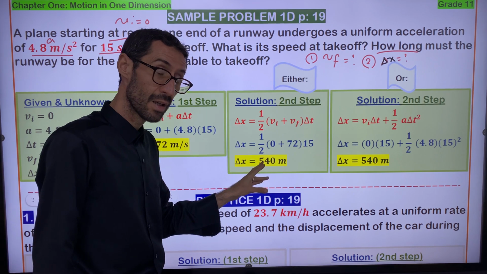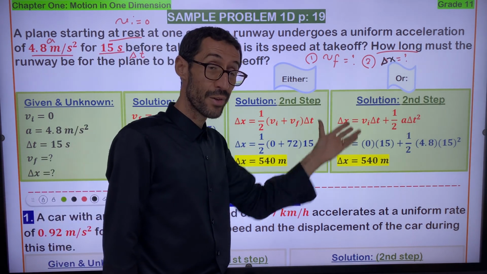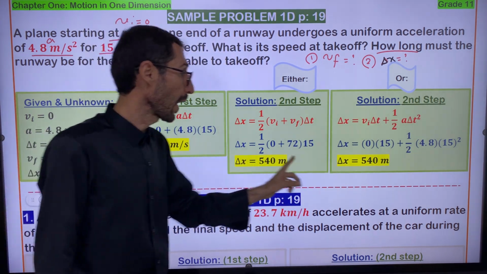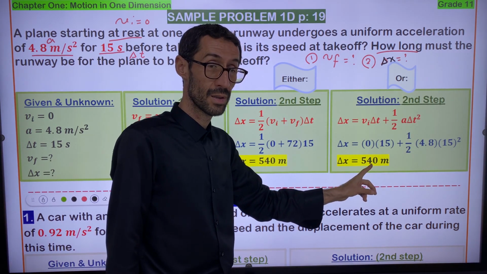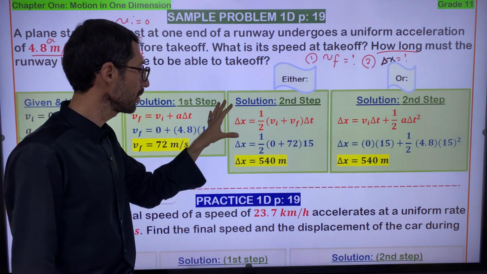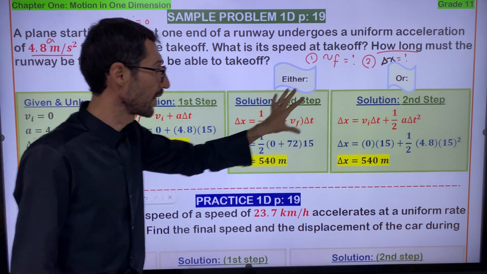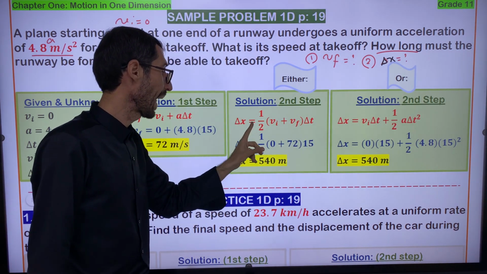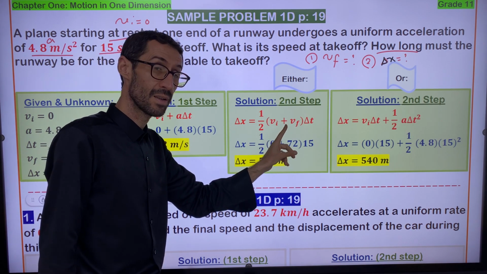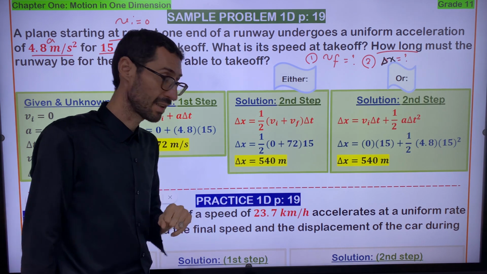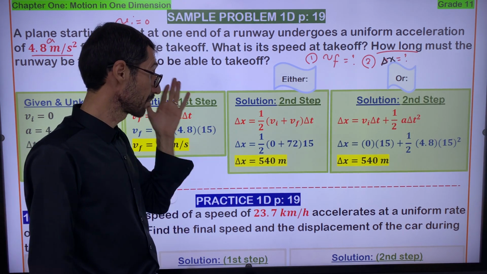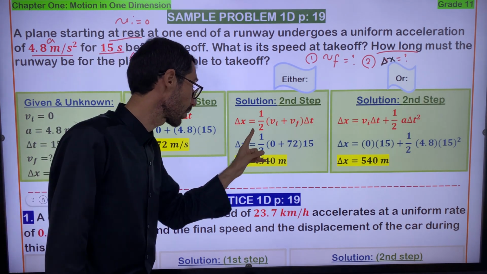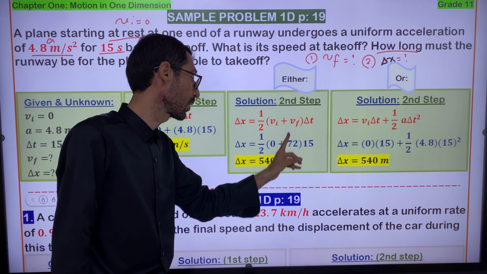Whenever you get it here, if you use another rule, to make sure your answer is true, you have to get the same result, right? For example, one student chooses here and the other chooses the other rule. Delta x is equal to 1/2 v initial plus v final, the whole bracket times delta t. This is the first law that I proved for you. Delta x is equal to 1/2 0 plus 72.